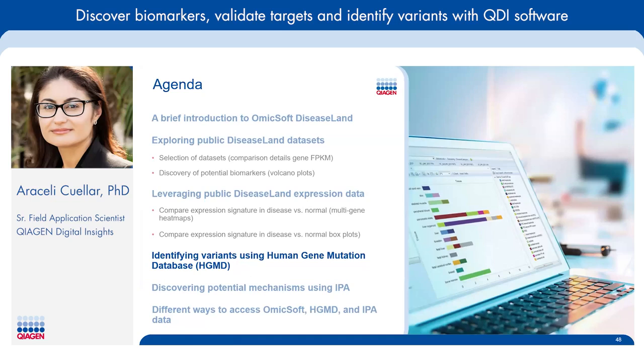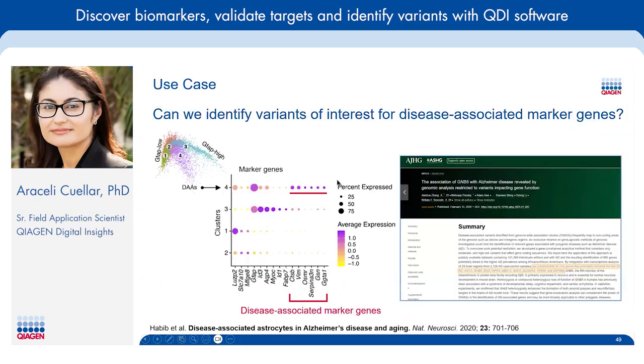And so with this, let's go ahead and go into our next topic, right? So after identifying your potential gene and biomarkers using public data available in Genomics, users like you are interested in variants. So let's go ahead and take a look at how you can use the Human Gene Mutation Database, HGMD. So as a use case, we're going to be focusing on this particular gene, GSN. So GSN was identified by this paper to be a marker for the disease-associated astrocytes in Alzheimer's.